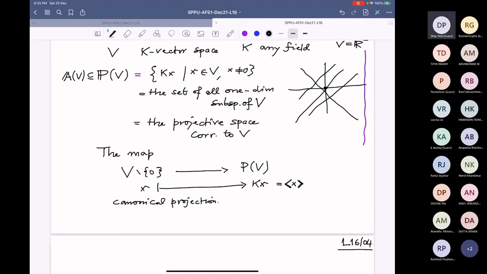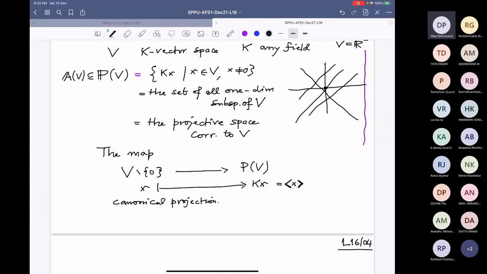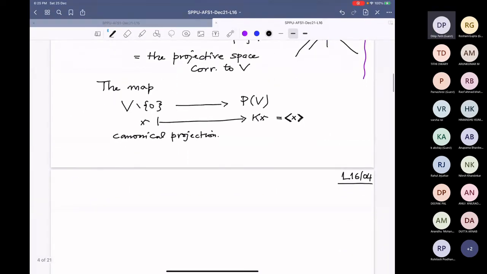What are the fibers? See, this is a surjective map, so the map will be completely described if you know its image and the fibers. So the fibers, what happened? Fibers. I know you have studied similar such language in topology also. So this map I am going to denote by pi V.